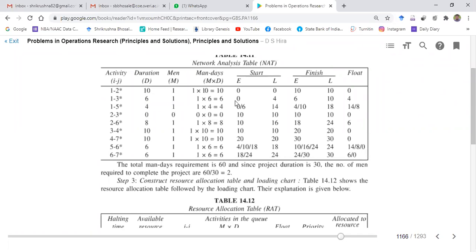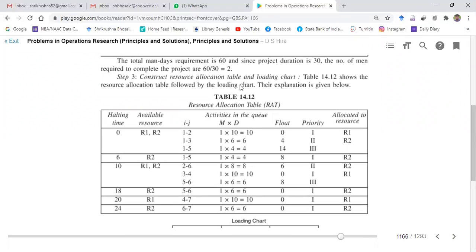Then we calculated the float by considering early start, late start, early finish, and late finish. After this, we calculated how many resource persons we require. So total number of man days 60 divided by total project duration 30. So 60 divided by 32. So at least 2 persons, 2 resources are required.